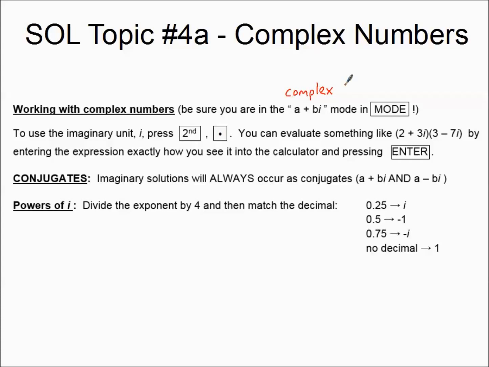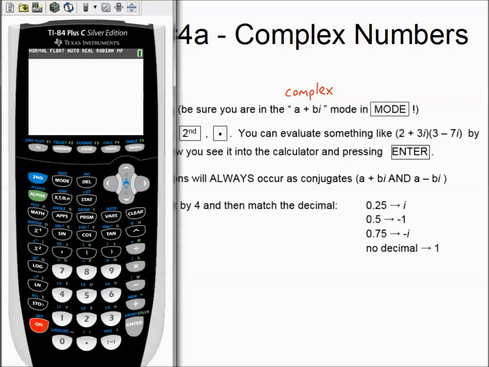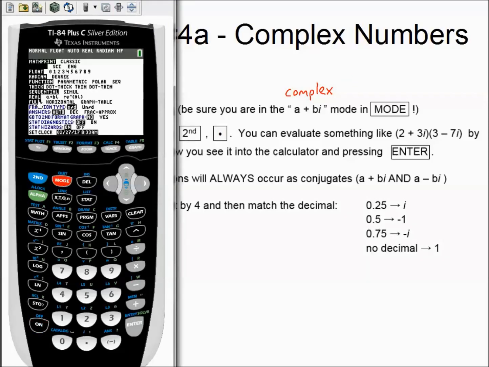So when you get to the SOL test, you turn your calculator on and push mode first. By default, your calculator will be in the real mode, which means that it can only compute with real numbers. If we go down to this line and select A plus BI, we will do that by pushing enter. Now your calculator is in complex mode and it can compute with complex numbers.